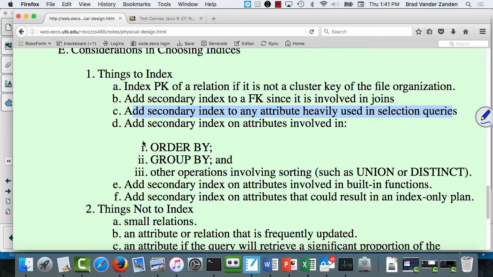Okay? Anything involved in order by or group by. Because order by means you're going to have to sort it, so it'd be nice if you already had an index that had it in sorted order. Group by, same thing, if you need to aggregate stuff. So group by is like a range query.